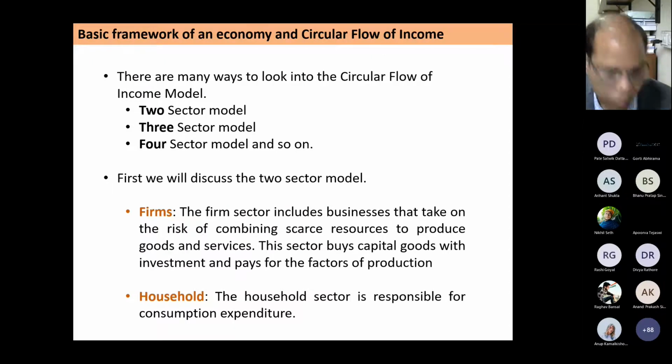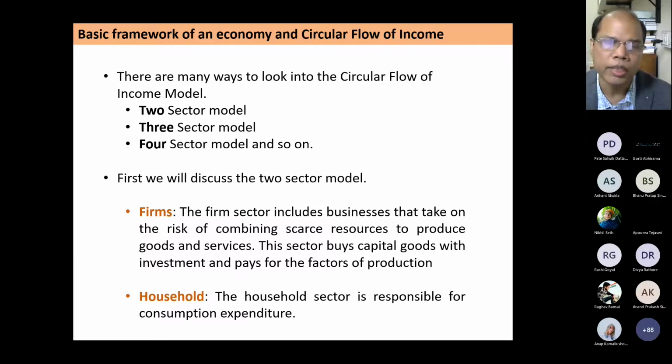Okay. So now I shall be discussing the circular flow of income. And in order to discuss that, or rather I'll discuss this by introducing a two-sector model first, then I shall move to three-sector and four-sector, and so on. So what do I mean by this two-sector, three-sector, and so on? They are nothing but the number of economic agents I'm introducing to present the circular flow of income.